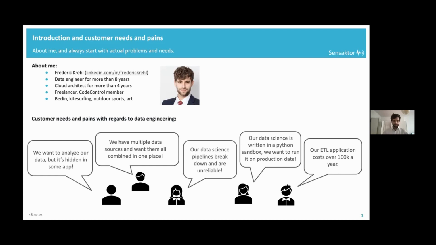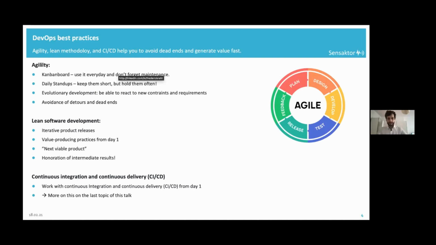And we start with the DevOps best practices. Really, these consist of 3 points: agility, lean methodology, and CICD. Agility means use a Kanban board. Use it every day and don't forget to maintain it. Write down the tasks that are to do. If you are working in a group, that's super important and helps you to avoid detours and dead ends.